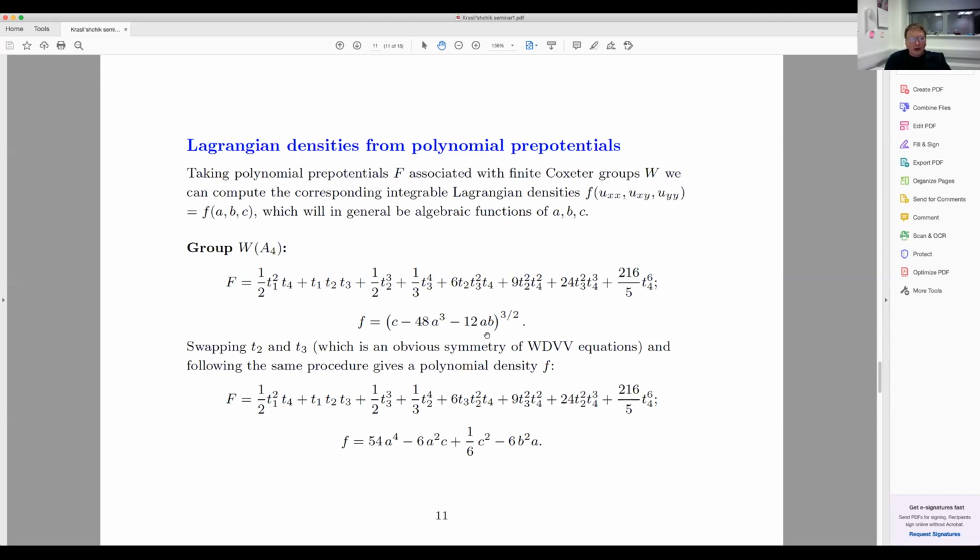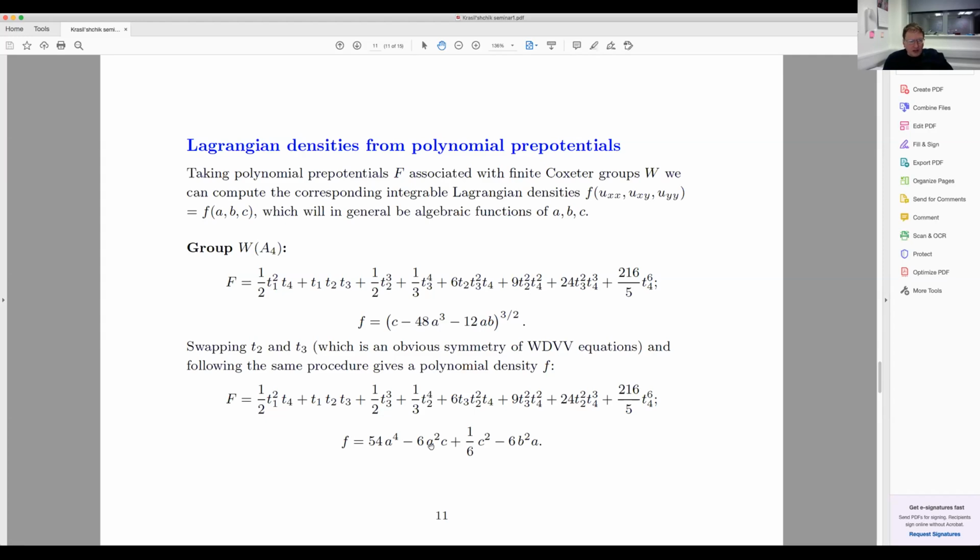There is another very similar prepotential. In fact, you can swap T2 and T3 in this equation. Swapping T2 and T3 is a simple, obvious symmetry of WDVV, but it has quite a non-trivial effect on the corresponding Lagrangian density, because our change of variables is not symmetric under the interchange of T2 and T3.